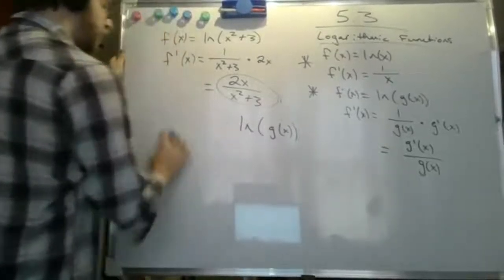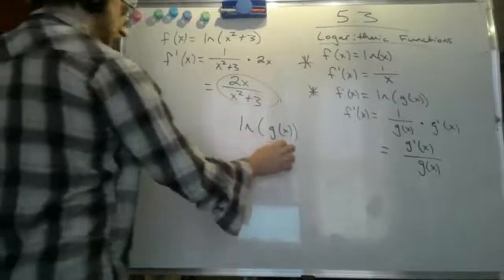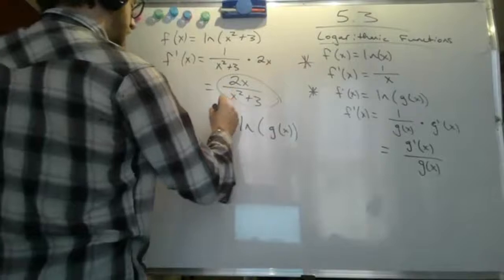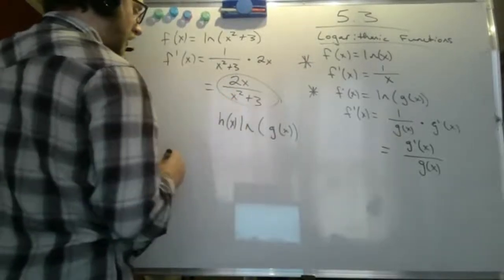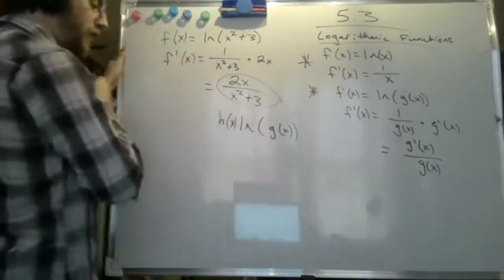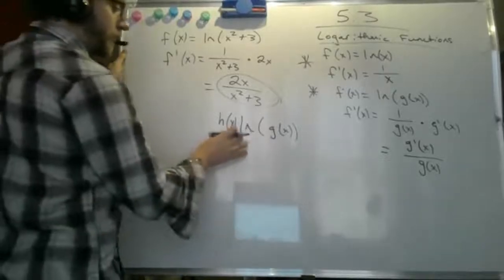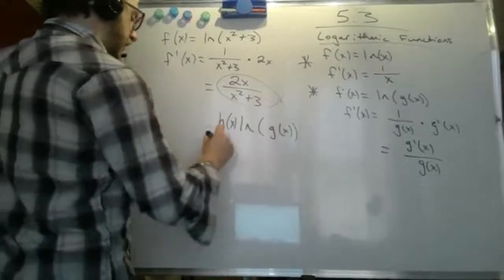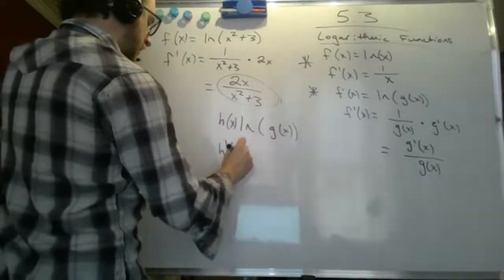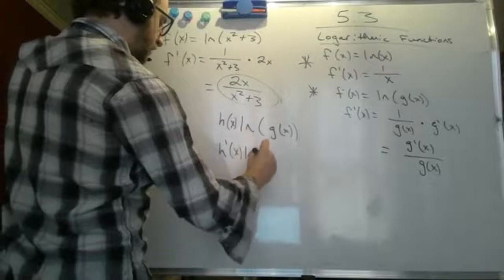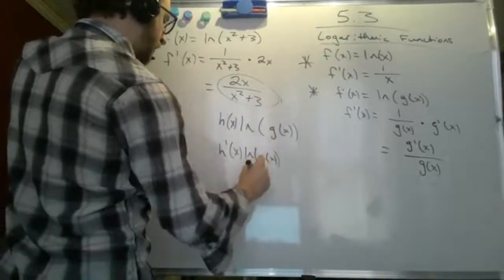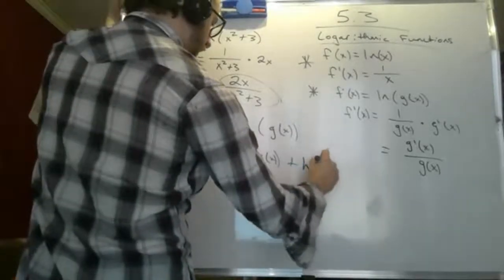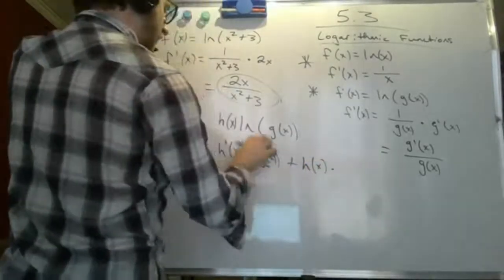Things you might want to watch out for: if you see the natural log of g of x, but maybe it's got some other function on the outside, some h of x, then to find your derivative, you're going to have to use the product rule because it's a function times a function. So what would this be? Well, derivative of the left, that's h prime of x, times the right guy, so that's natural log of g of x, plus the left guy, h of x, times the derivative of the right guy.